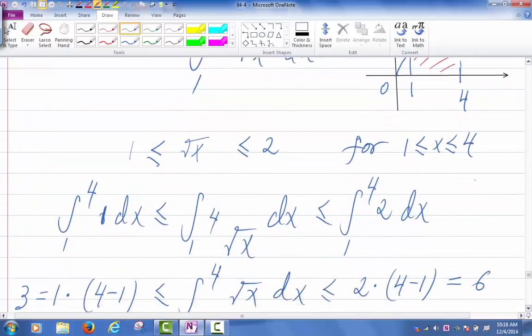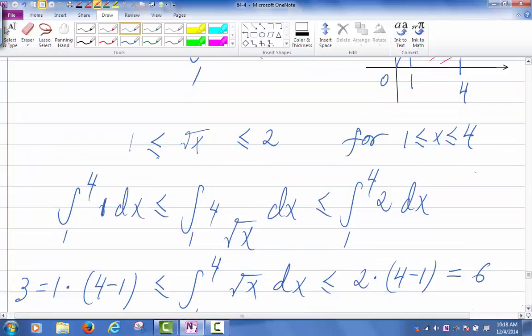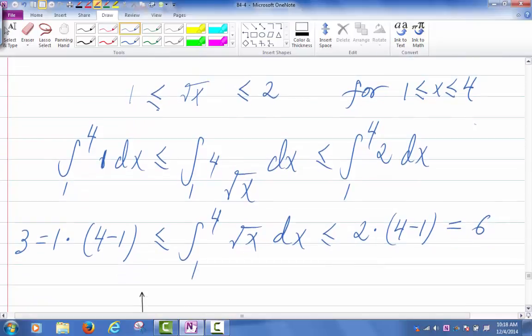So if I integrate now, I take the integral of 1 from 1 to 4. That would be less than the integral of root x from 1 to 4. That would be less than the integral from 1 to 4 of 2, right? Do I know what's the integral of 1? Remember, for a constant function, we know the exact value. What's the integral of c from a to b? It's c times b minus a. So the integral of 1 is just 3, 1 times 4 minus 1.